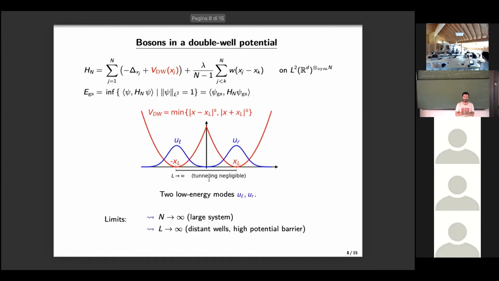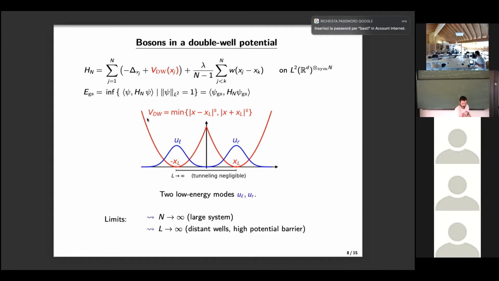So in this slide, I'm presenting really the model we studied. You can see a Hamiltonian, which very much looks like the one before. So we have a pair interaction in the mean field scaling, but we fix a very precise form of the external potential, namely a double well potential, as in the title. Which one? It is this curve in red. So we take two centers, x_L and minus x_L, which are distance L apart.